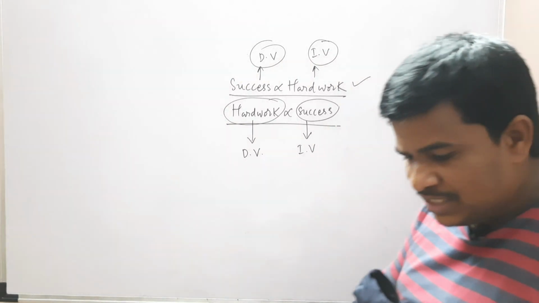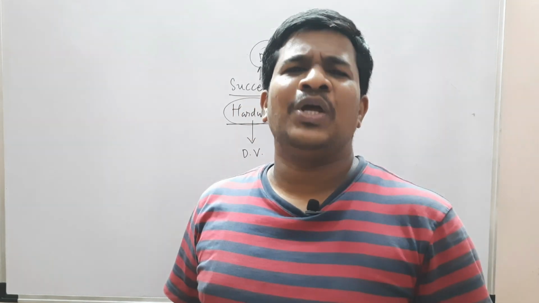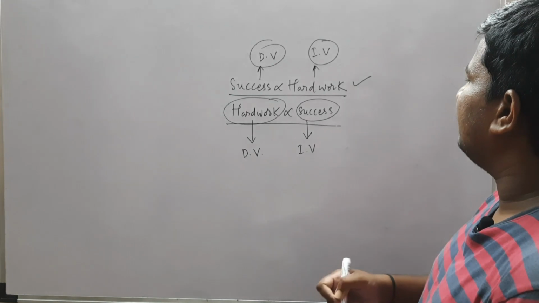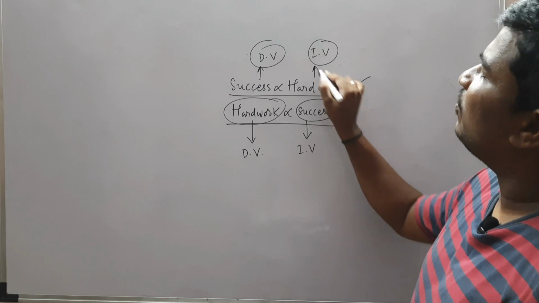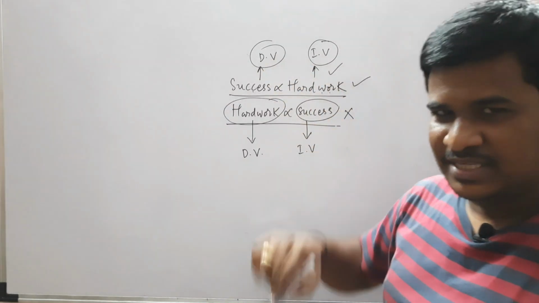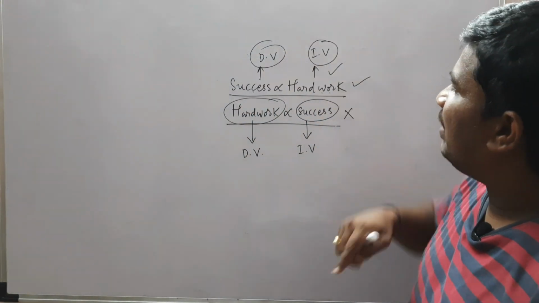Okay, how much success you get, that is not in your hands. How much hard work you do, that is in your hands. Accordingly, you will get success. So this is wrong. The more hard work you do, the more success. The less hard work you do, the less success. I hope you all are clear. So this is the independent variable, this is the dependent variable.